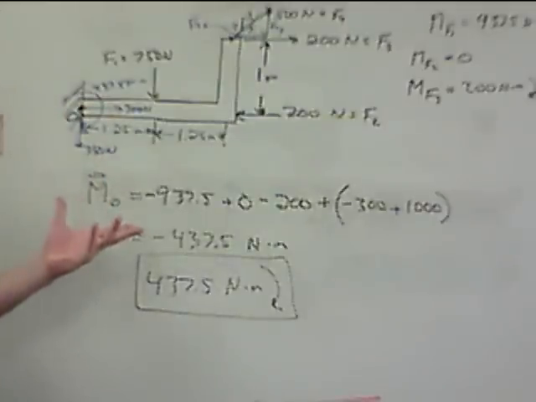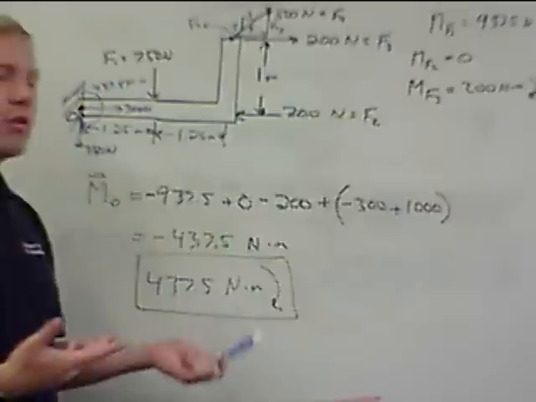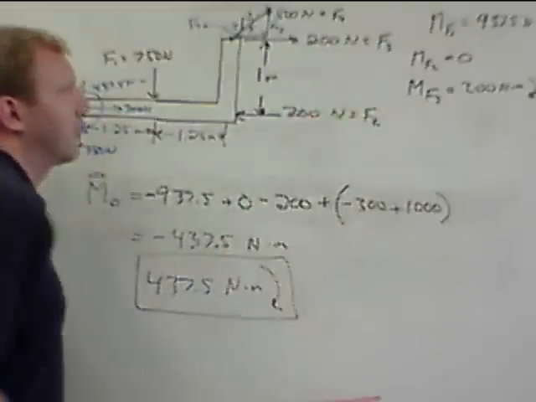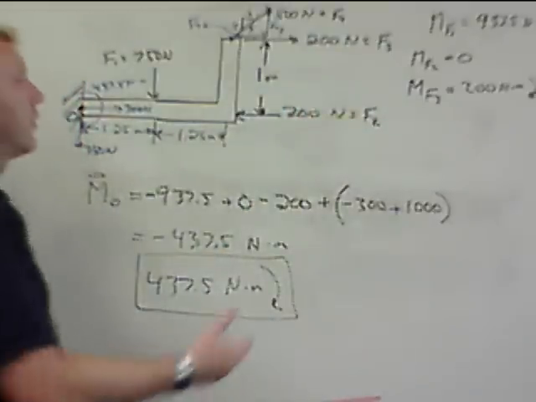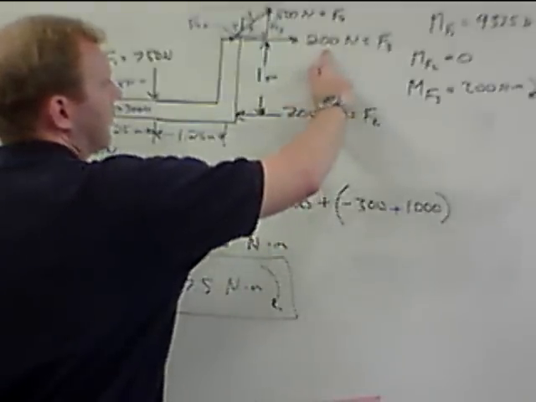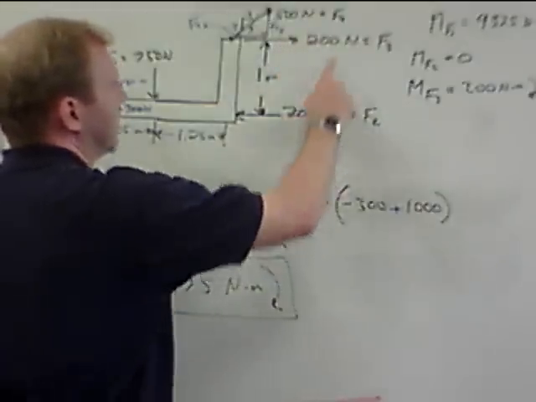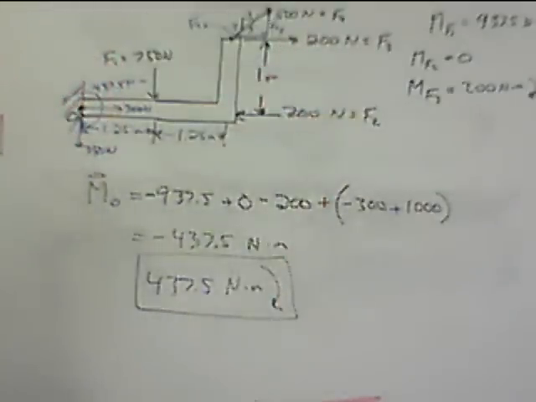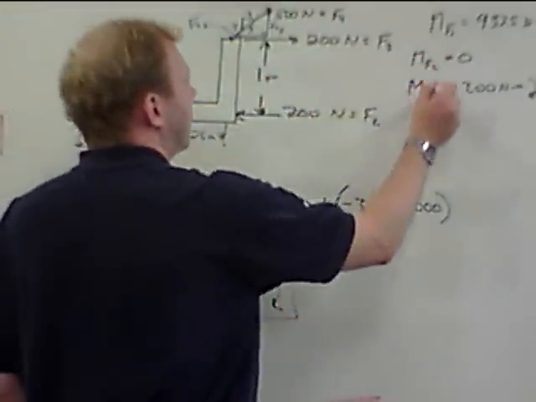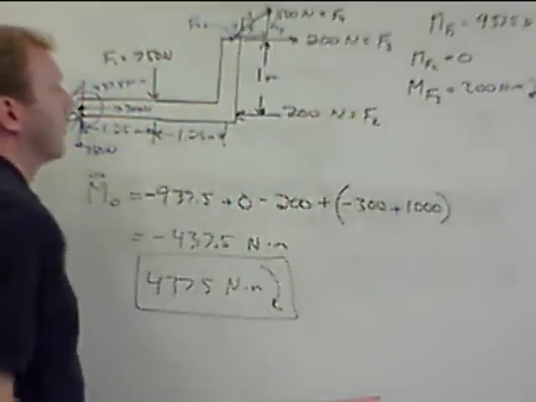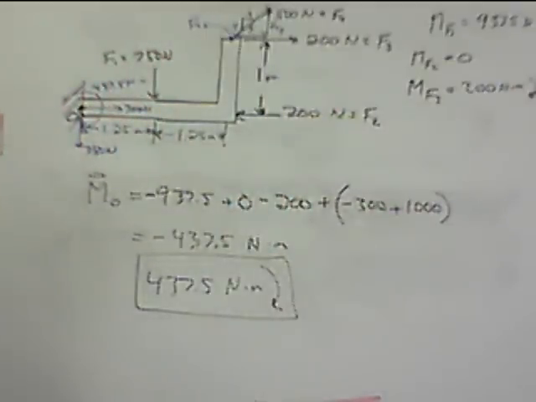So this was a relatively straightforward problem. The one thing you could have done a little differently: if you had spotted that this 200 to the left and this 200 to the right were a couple, you could have ignored them in terms of force, because they cancel, and just done force times the distance between them, 200 times 1, to get the total moment. F2 and F3 have a total moment of 200, equivalent to 200 times 1. You can use the couple moment to shorten it up, or you can do it all the way out. It works out the same either way.